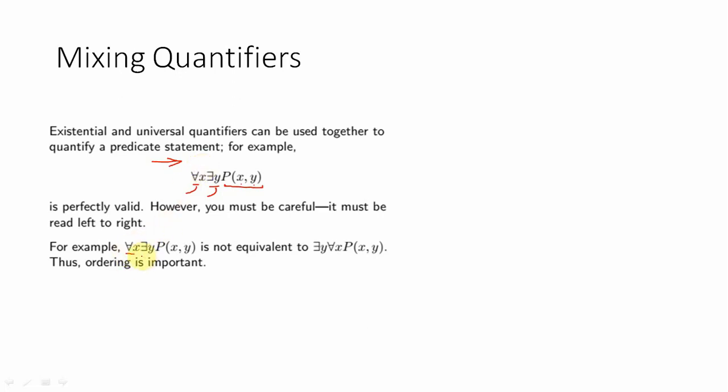For all x, there exists y, P(x,y) is not equivalent to there exists y, for all x, P(x,y). So ordering is very important. As we'll see in subsequent slides, I'll take certain examples to show you how the ordering is important. But we can mix quantifiers, right?